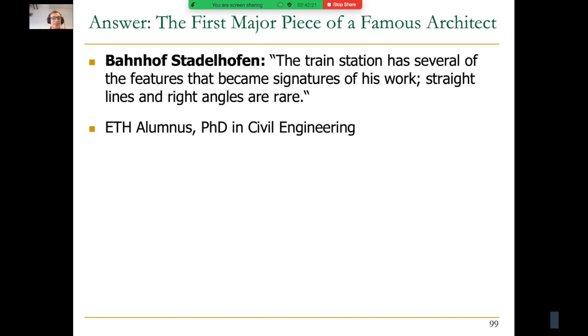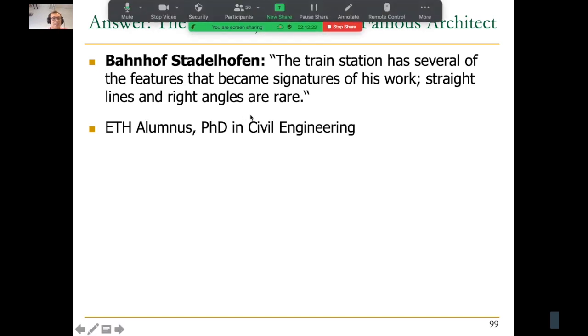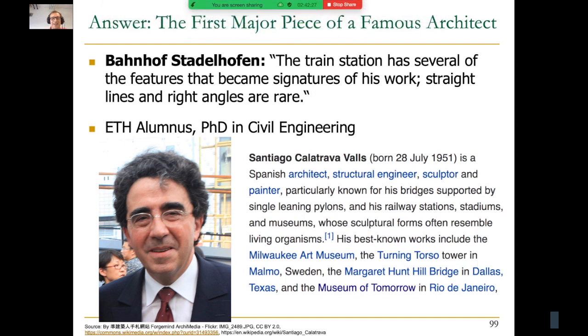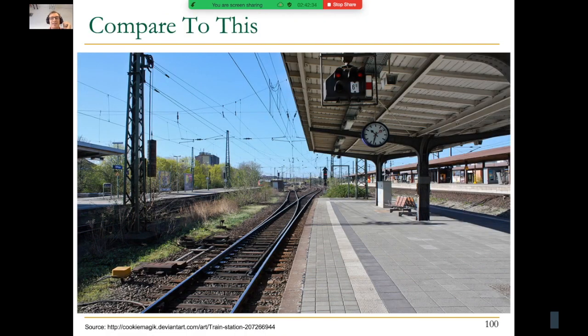And this architect is actually an ETH alumnus. He has a PhD in civil engineering, and he is Santiago Calatrava, and he built many things which we're also going to look at. But you can see that there's an architectural style, and it's good to compare the uniqueness of that architecture to some other architecture.